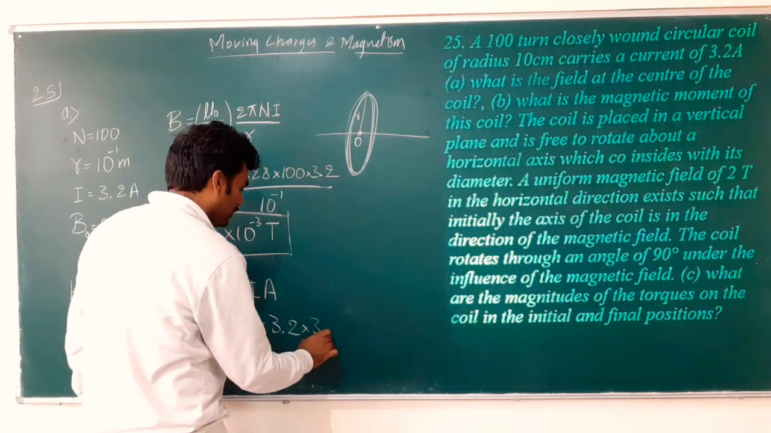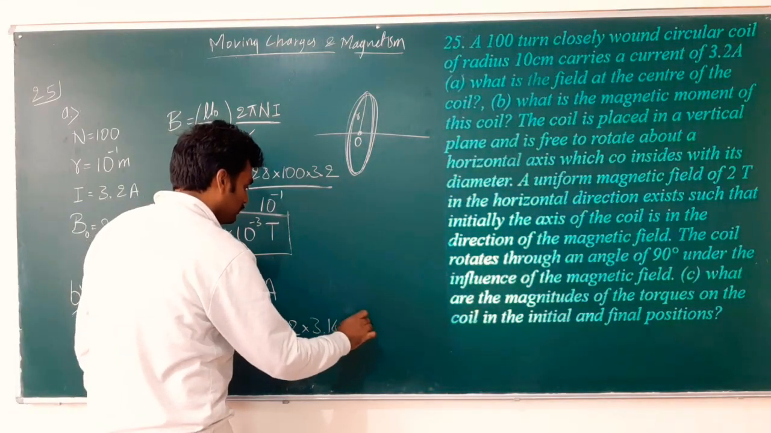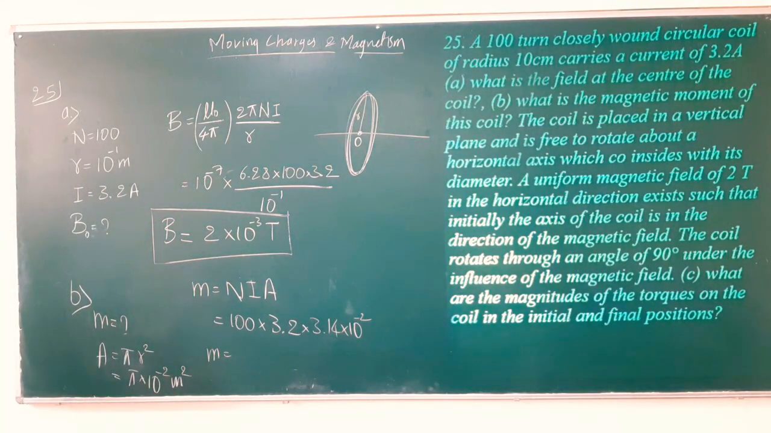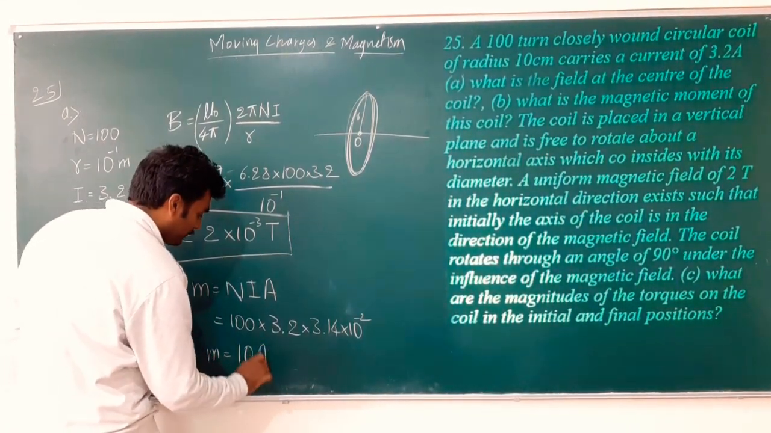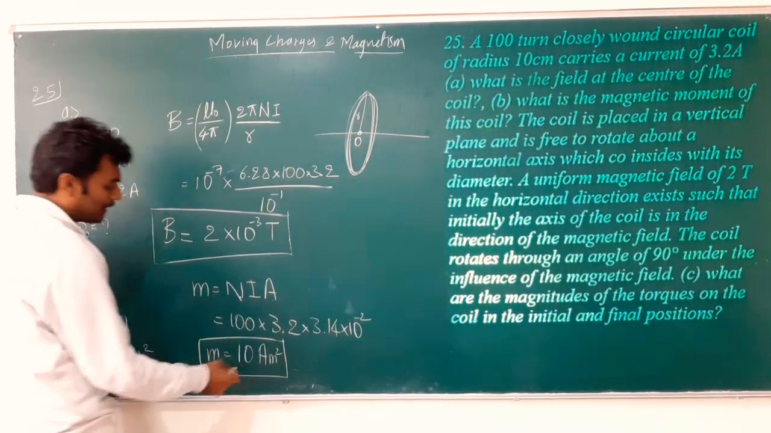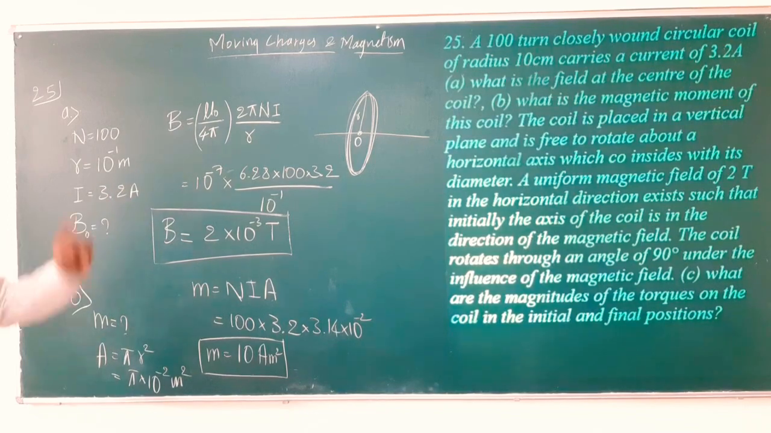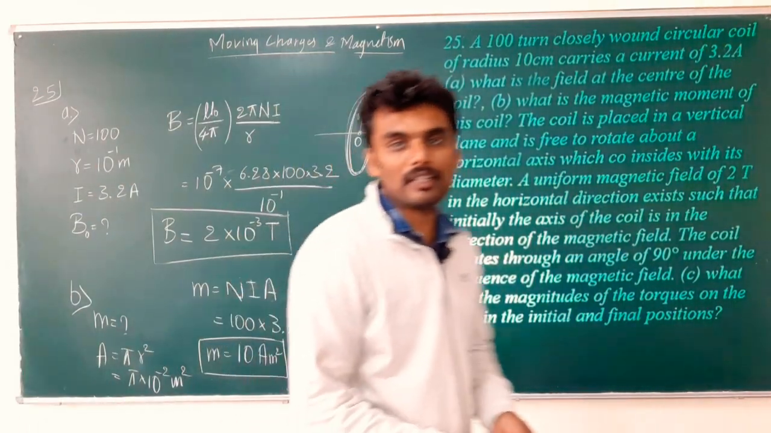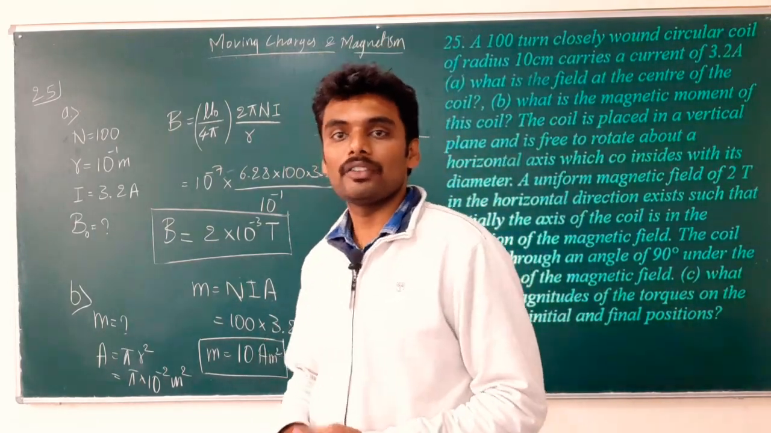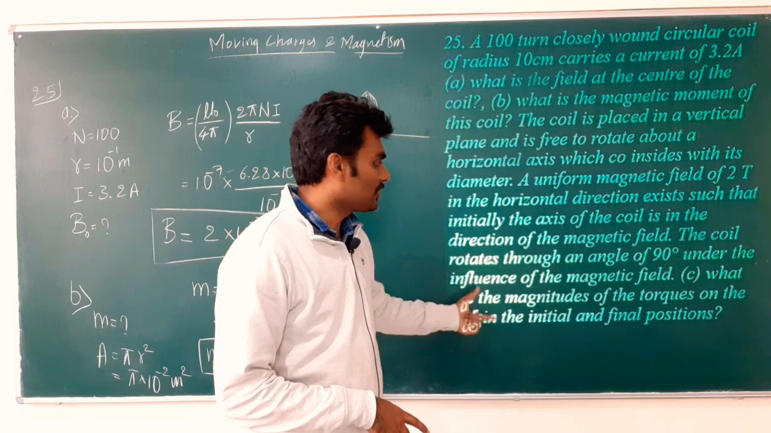So, it is 3.14 into 10 to the power of minus 2, right? Again, make use of a calculator and get the value of magnetic dipole moment M, which is 10 ampere meter squared. Okay, 10 ampere meter squared is the magnetic dipole moment of this coil. Very easy, direct formula, direct given data, nothing much to worry. Now let us move ahead and see the next part of the question, part C.